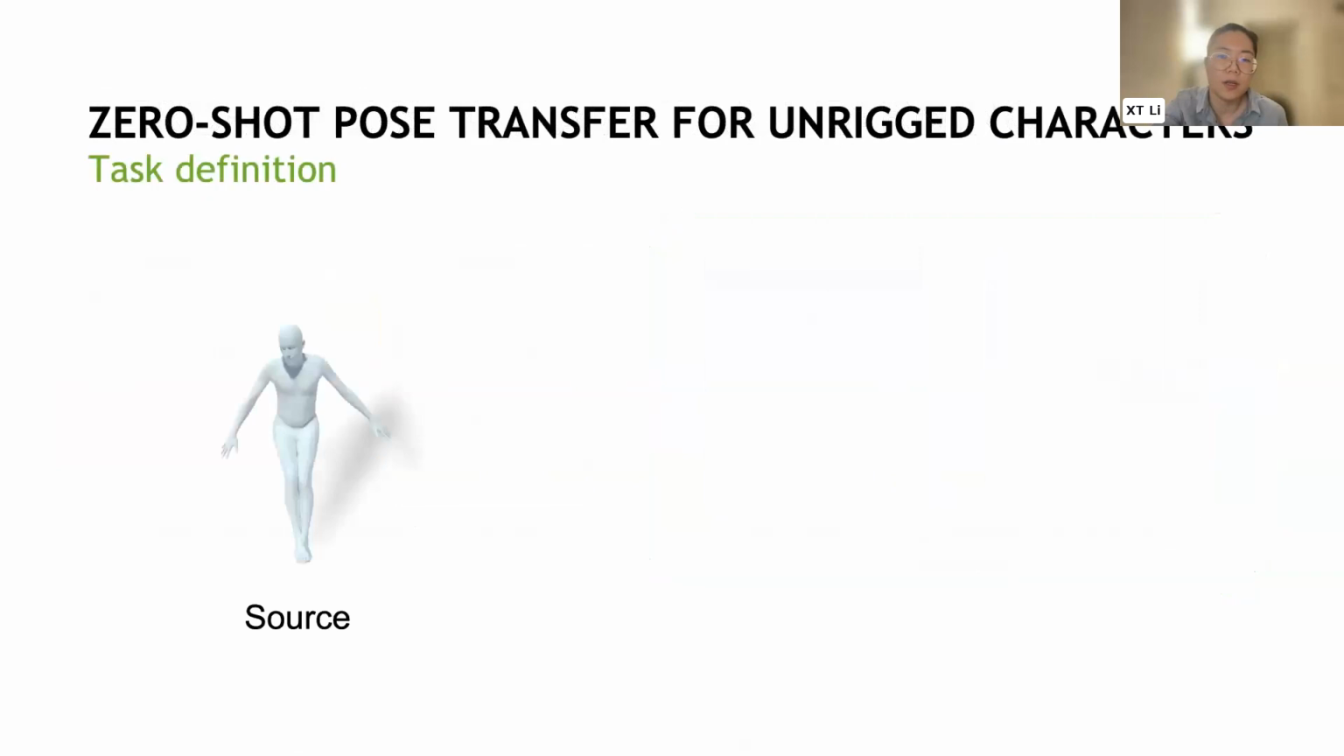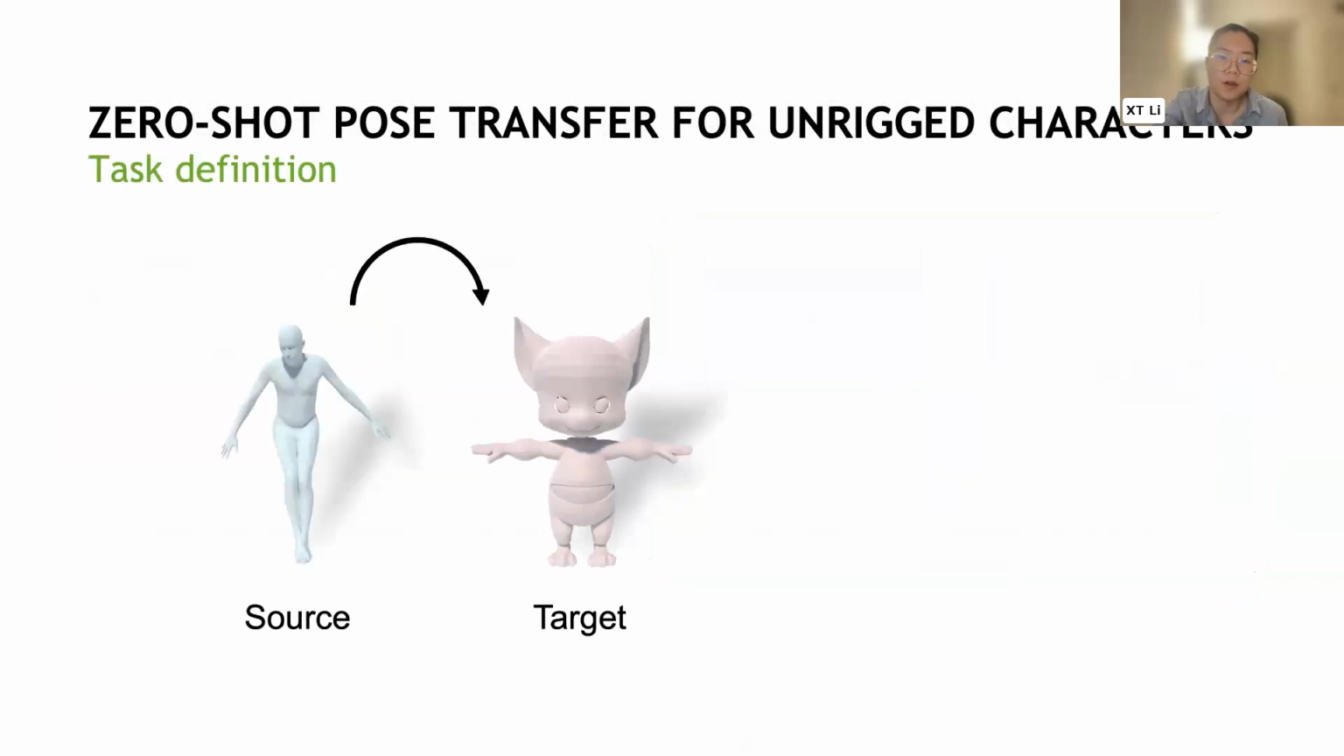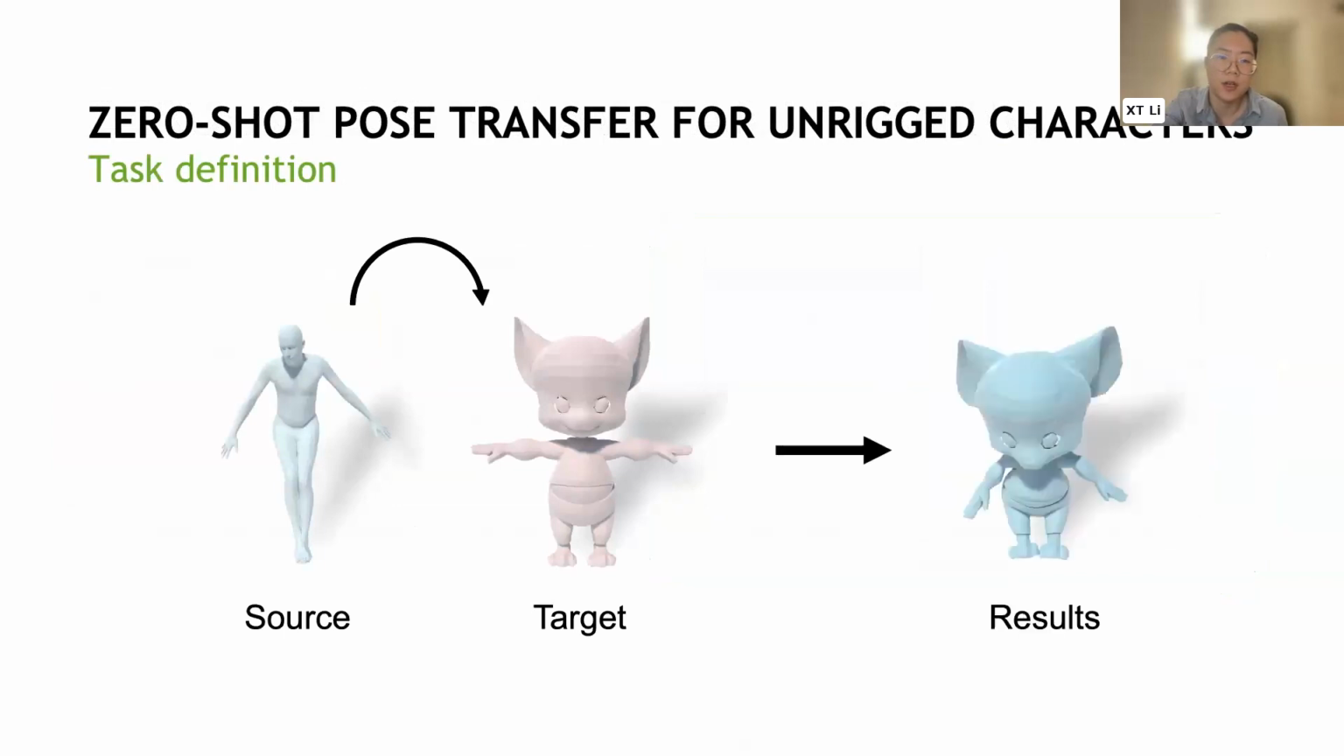In this work, our input is a source human pose and a target stylized character in the rest pose. And our goal is to transfer the pose from the source human to the target character. And most importantly, in our design, the target stylized character is just a T-pose mesh without any rigging information. So there are a lot of these stylized characters on the internet. This setting makes our work very practical, but meanwhile, it's also very challenging in the sense that we don't have any ground truth data for training.